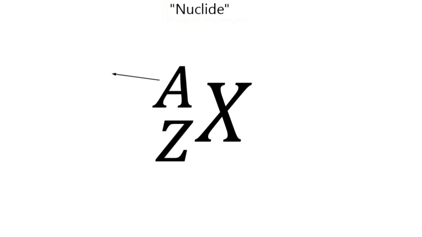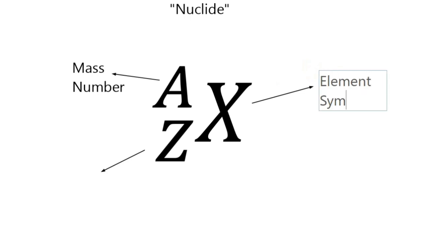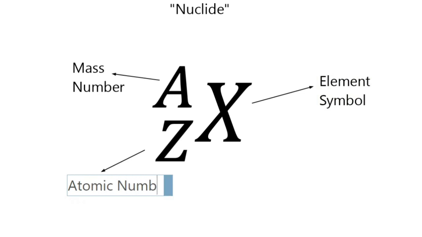This is where we can see the nucleus of an atom. This is a term used to describe the nucleus of the atom. So this A is the mass number, X is going to be the element. You can take notes. So this is the element symbol, and Z will become the number of protons or the atomic number.